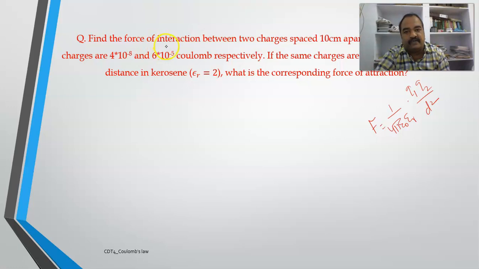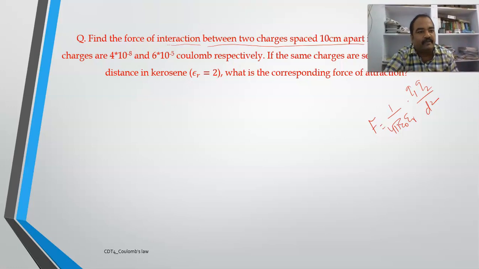What I have asked is to find the force of interaction between two charges spaced 10 cm apart in a vacuum. If it is a vacuum, then automatically epsilon r is equal to 1. The charges are given as 4 into 10 to the power of minus 8 and 6 into 10 to the power of minus 5. If the same charges are separated by the same distance in kerosene, what is the corresponding force of attraction? Now how to solve this particular problem?